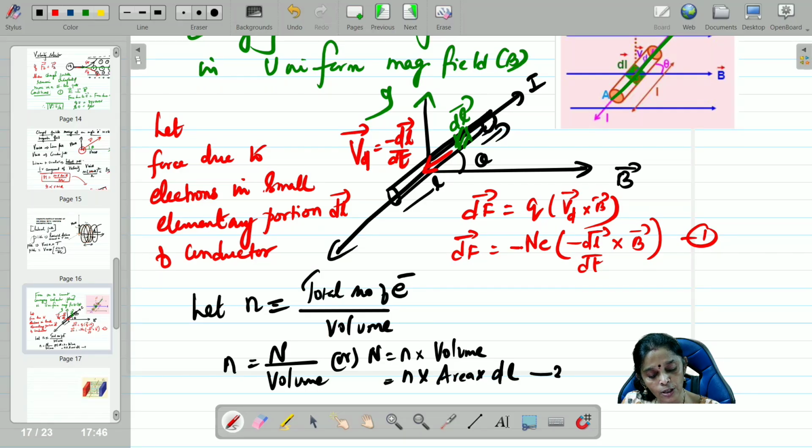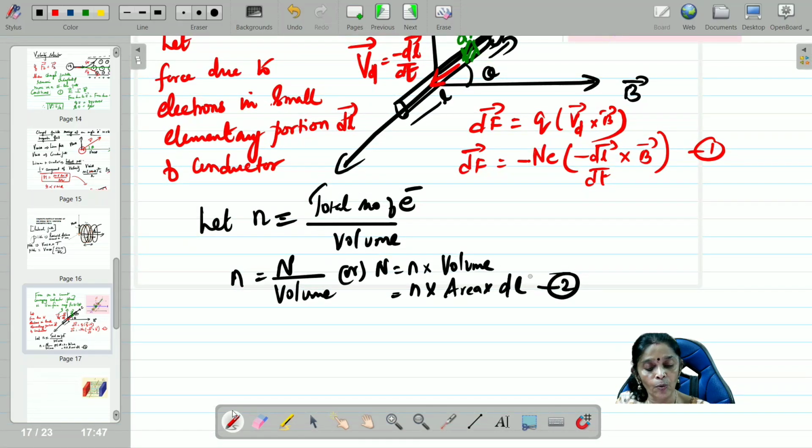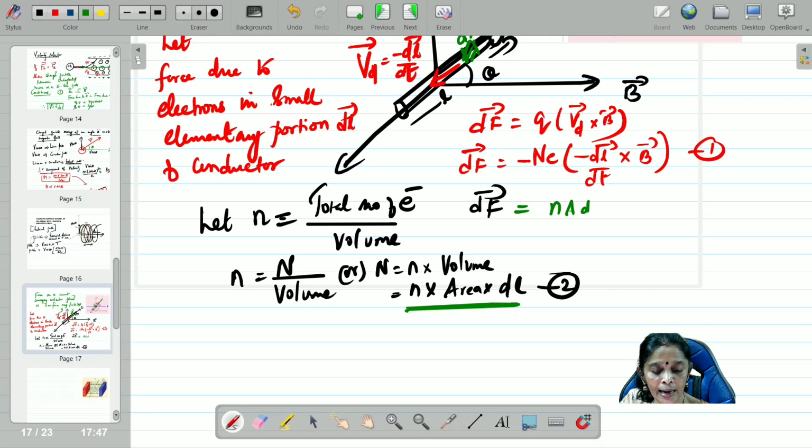I am going to substitute this 2 in 1. Substitute, that's all. The derivation is getting over. See, substitute. df vector is equal to minus, getting cancelled children. So now instead of capital N, I am going to write this. So minus and minus is getting cancelled. n A dl into e into dl vector divided by dt cross B vector.